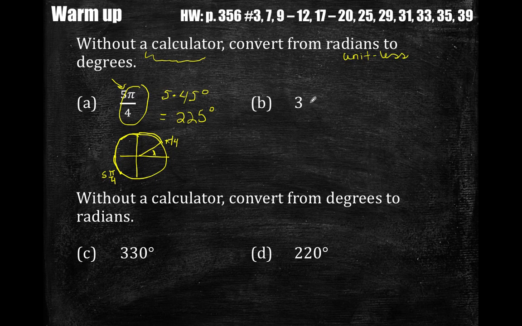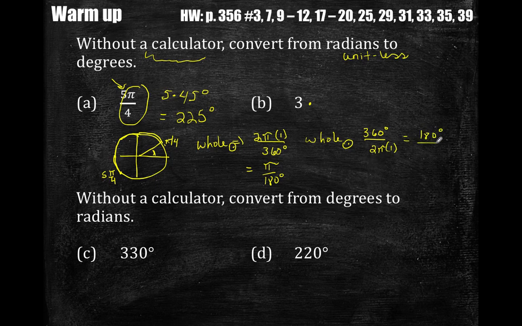So to convert to degrees, I need to use the ratio that the whole circle in radians is 2 pi times r, but our unit circle has a radius of 1. Or in degrees, it's 360 degrees. So of course I can reduce this to pi over 180 degrees. But I can just as easily make the ratio of the whole circle and say the whole circle in degrees is 360, or 2 pi radians with a radius again of 1, and that reduces to 180 degrees over pi. Which one of these ratios I use depends on what I want to get rid of.